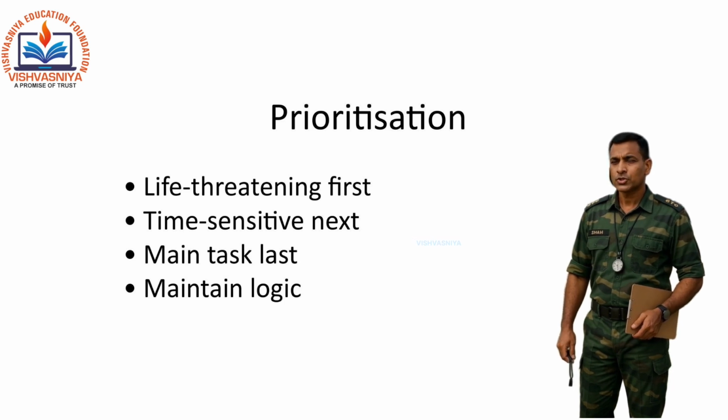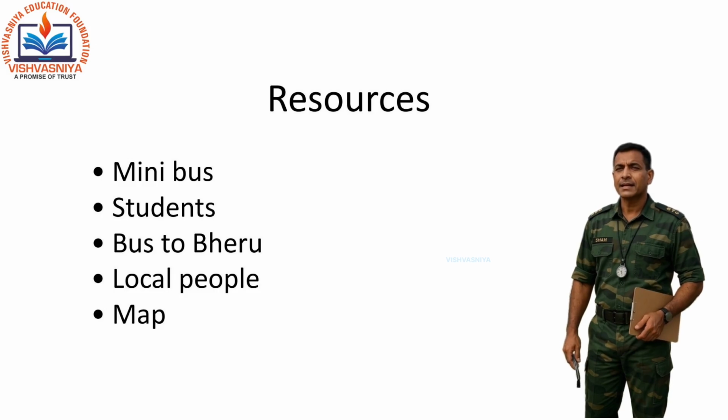This is the heart of your GPE. You must decide what to do first, second, third, and why. The rule is simple: life-threatening issues first, time-sensitive issues next, and your main mission after that. Your sequence can be unique, but it must be sensible. In GPE, the resources given to you matter a lot. You usually have your team members, a vehicle, and local help. In this situation, you have a minibus, a Hafali bus towards Bheru, villagers nearby, and of course the map itself. Use these resources intelligently. GPE rewards clarity, not heroism.